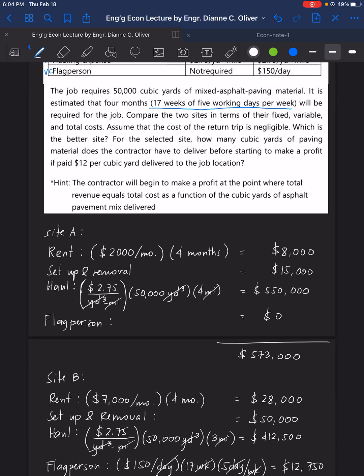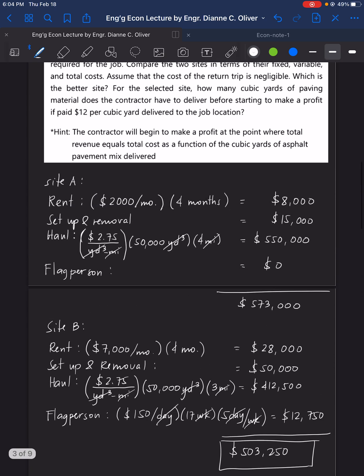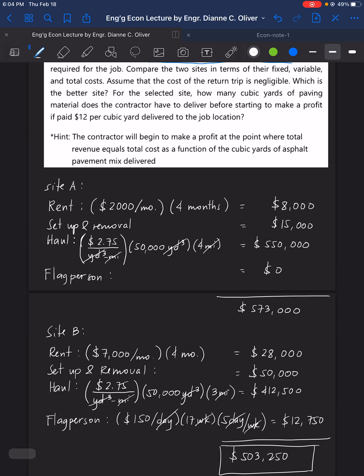But if he asks how much will he be having as a profit, then you just take 50,000 minus 24,200 multiplied by $12. So that is the profit. But the problem is asking how much volume is to be delivered to cover the costs, wherein after that volume, he will be starting to make a profit.